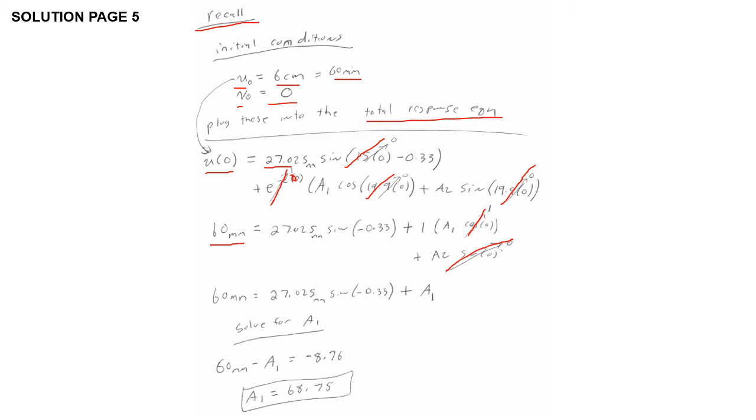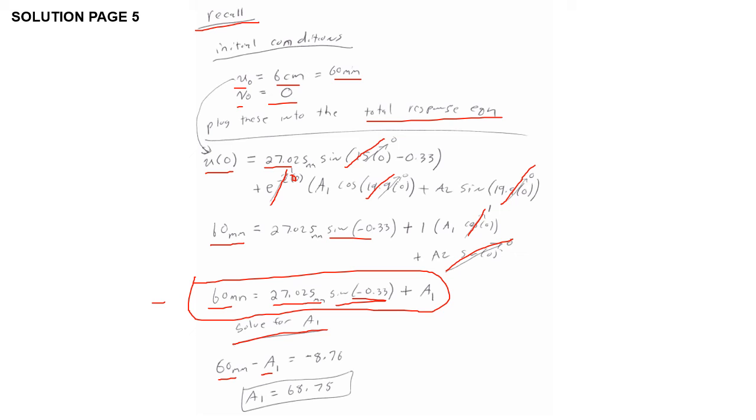So this reduces down even further. 60 millimeters is equal to 27.025 millimeters times the sine of negative 0.33 plus a1 right there. So now we can solve this for our a1. Now, one thing you can note here is I've kind of waited till the end before I really solve things out within this problem statement, just in case more things cancel out. So then at the end, it's a pretty straightforward problem. Going from that very long involved total response equation with many unknowns, we've narrowed it down to this equation here, and now we can solve this for our a1, and we do that. We can rearrange slightly here, so 60 millimeters minus a1 is equal to negative 8.76, or a1 is equal to 68.75.